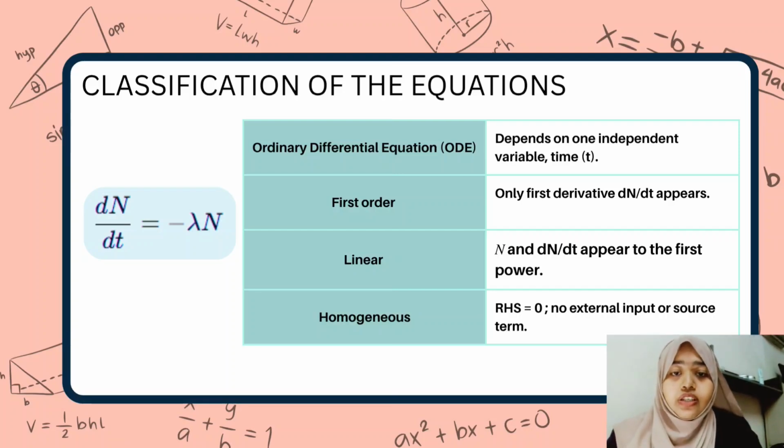So, in conclusion, radioactive decay follows a simple first order linear homogeneous ODE that perfectly models how unstable nuclei change over time. This concept is fundamental in nuclear engineering, medical imaging, and environmental studies, showing how mathematics directly connects to real engineering applications.